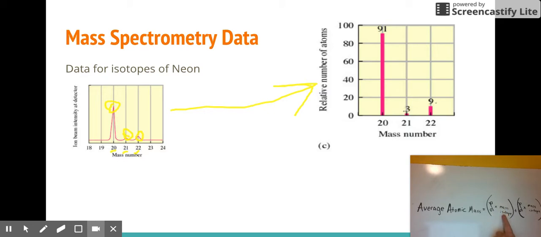So what I would plug in here for our example, the percentage would be 91% times isotope 20 plus the percentage of your next isotope, so that would be 0.3% times the mass of that isotope, which would be 21. If I have more than two isotopes, I just keep continuing with this equation. I would add percentage of the last isotope, 9%, times the mass of the isotope, which is 22. When I take those values and I add them all together, then you get the average atomic mass, which is the mass that you see on the periodic table.